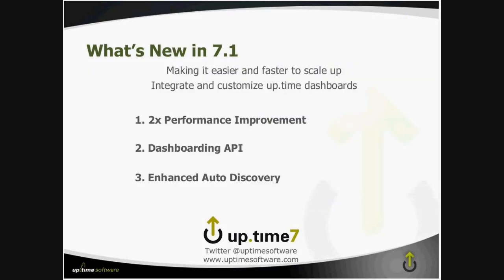So this has been just a very quick introduction to 3 big pieces that we're launching with Uptime 7.1. Again, we're focusing on making it easier and faster for you to scale up your monitoring. We want to make it easy for you to integrate and customize Uptime dashboards. We're coming out with a huge performance improvement via the 64-bit architecture. We've got the dashboarding API with several examples, including that mobile operations view, available out of the box. And then we've got the enhanced auto discovery.